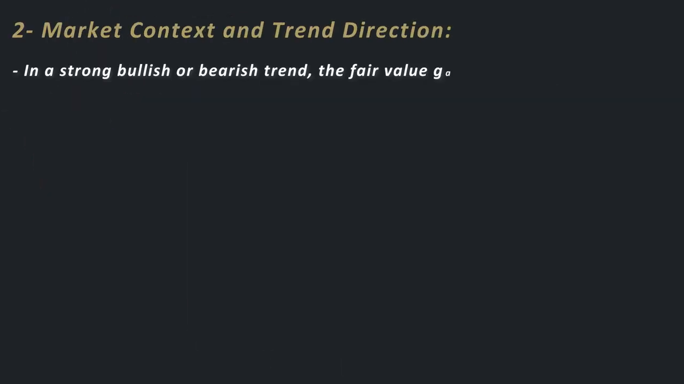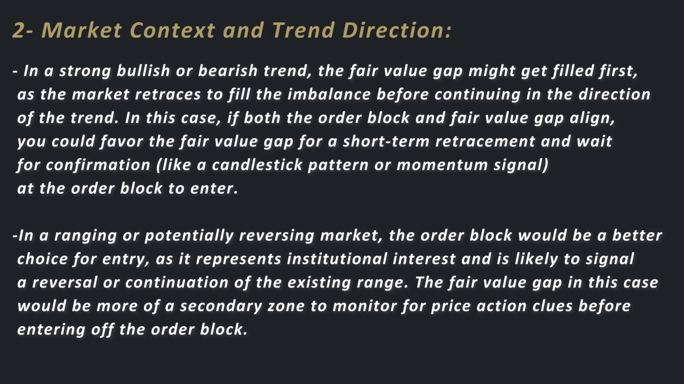In a strong bullish or bearish trend, the fair value gap might get filled first, as the market retraces to fill the imbalance before continuing in the direction of the trend. In this case, if both the order block and fair value gap align, you could favor the fair value gap for a short-term retracement and wait for confirmation, like a candlestick pattern or momentum signal, at the order block to enter.